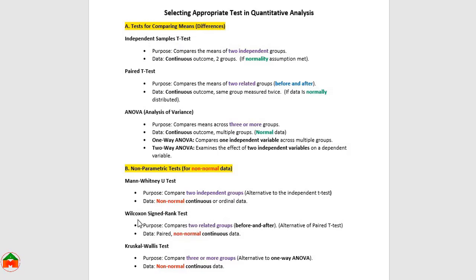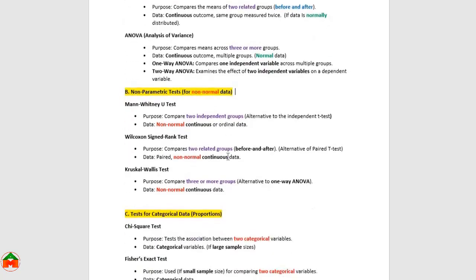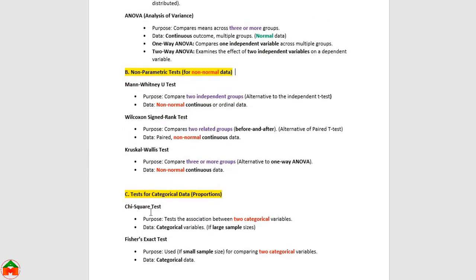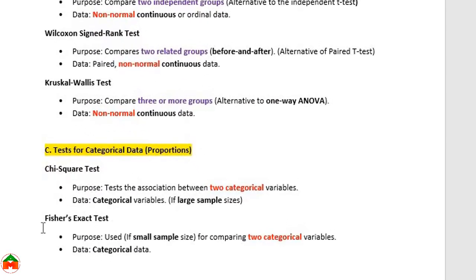You have to apply Wilcoxon signed rank test instead of paired t-test whenever the data is non-normal, and whenever the data is non-normal, you have to apply the Kruskal-Wallis test instead of ANOVA analysis. These are the tests you have to apply whenever the data is continuous. But if the data is categorical, then you have to apply chi-square test or Fisher's exact test.